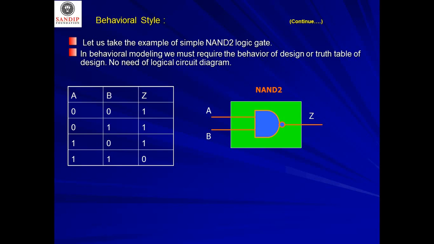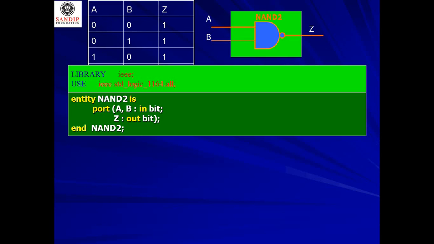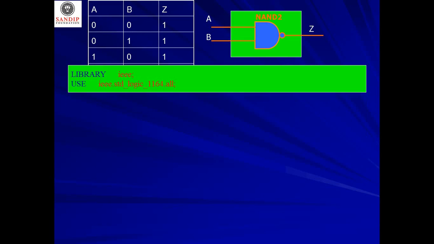For NAND2, when inputs are 0 0, output is 1. When inputs are 0 and 1, output is 1. When inputs are 1 and 0, output is 1. When inputs are 1 1, output is 0. Now let's describe this by using code.